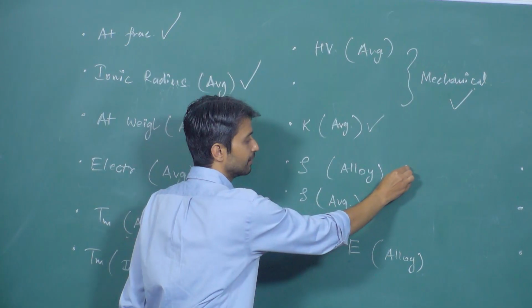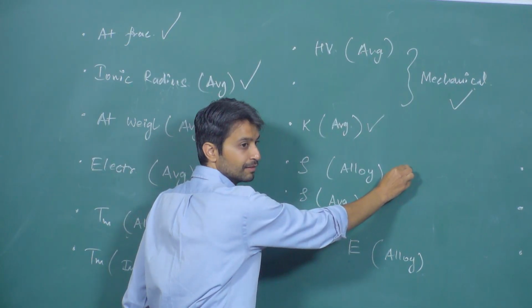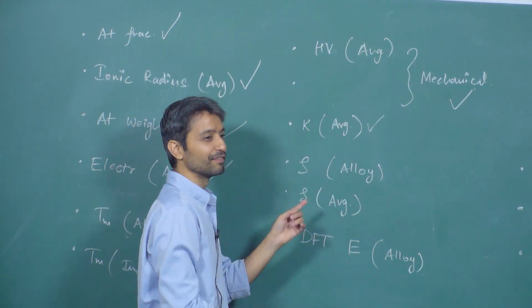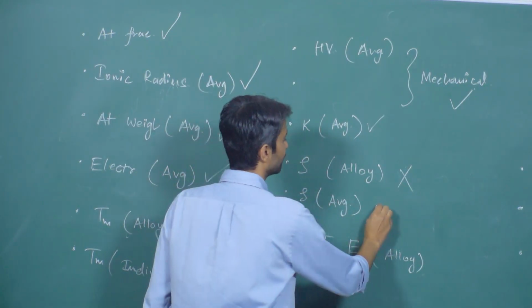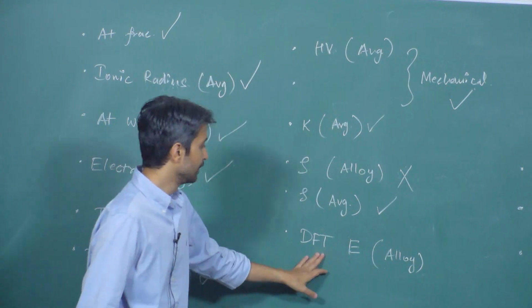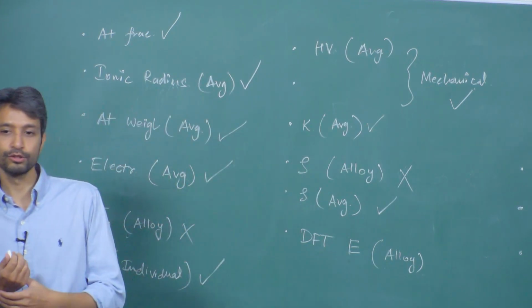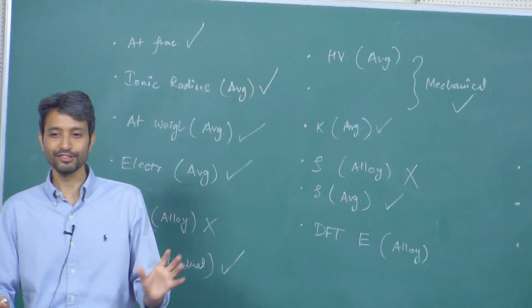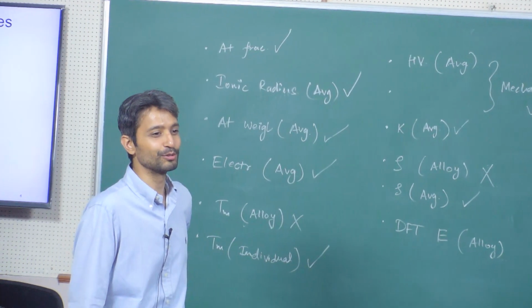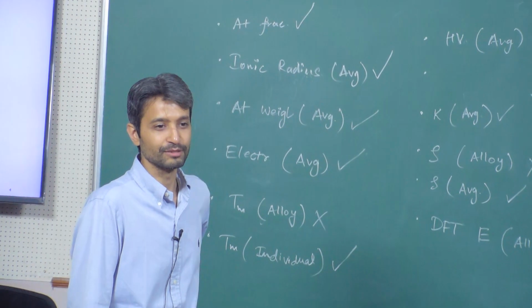Density of alloy is not available, right? In most cases, it will not be available. Density of individual elements is available. DFT energy, that's a good thing to consider. So what do you think? Is it a good property or not?